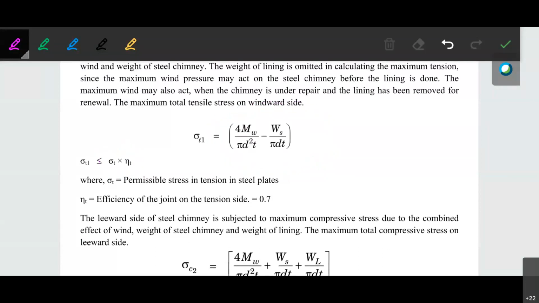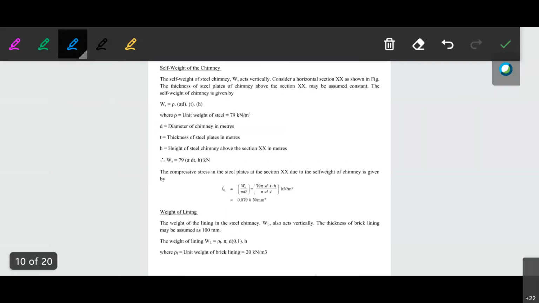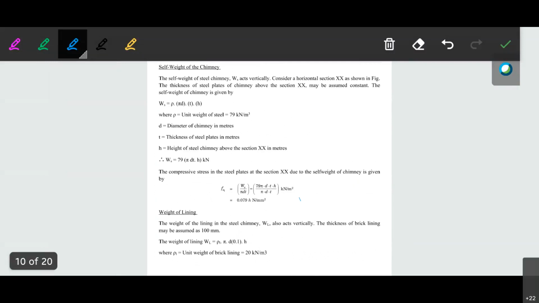Okay, so we know the value of the mw. We know the value of pi, we know the value of d, that is the diameter of that particular chimney. Then we have to find out the value of the t. Similarly, here this particular formula was the stress due to the self weight of that particular section. Okay, the self weight of the chimney, the stress created because of it, that particular formula was there. Again, similarly for the self weight, the formula we saw, it is this particular formula.